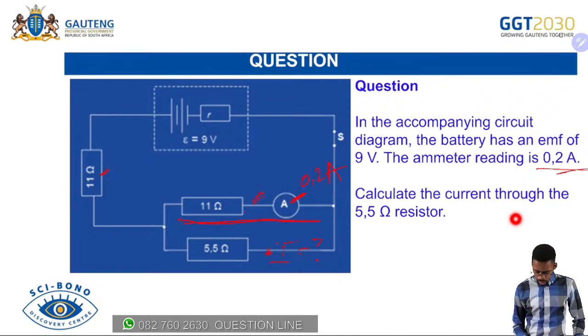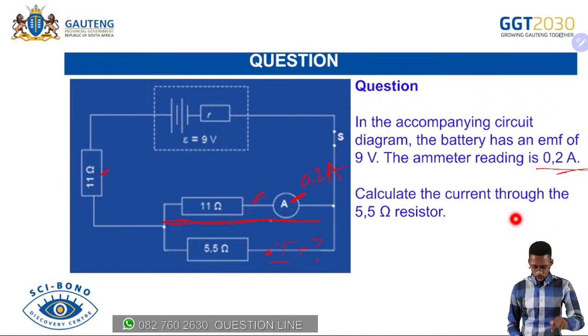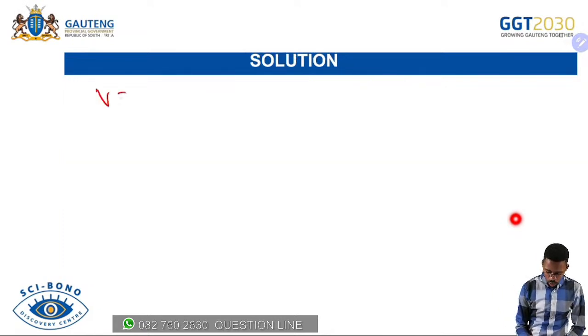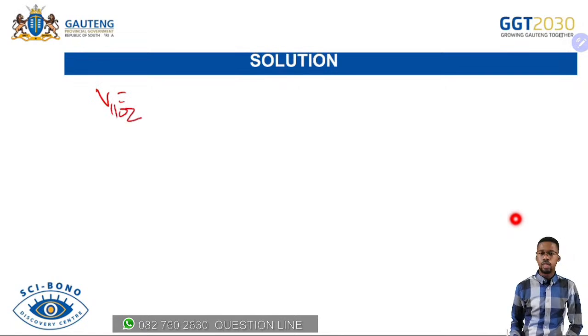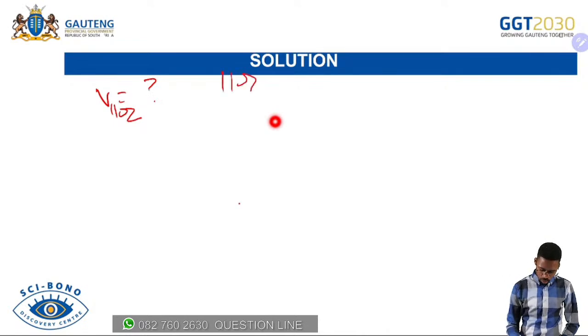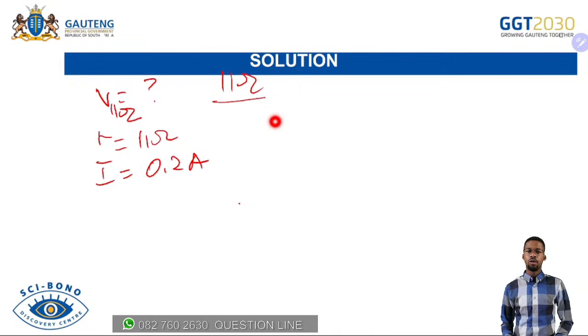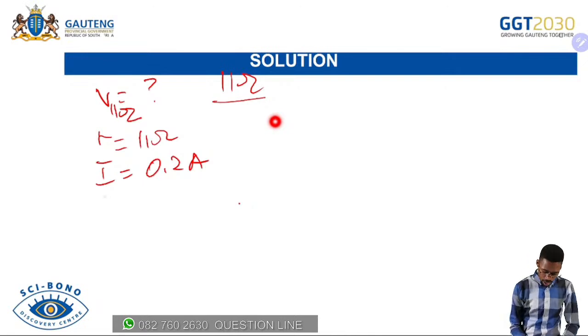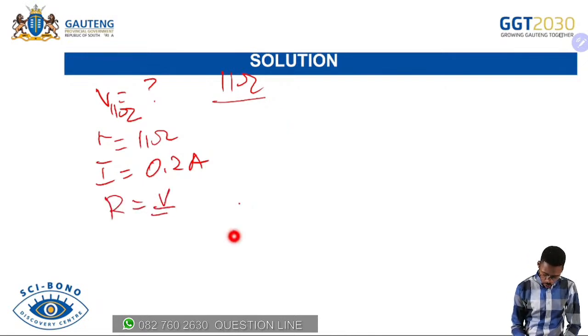So now, let's look at the easiest way of getting this answer. For this resistor, we have the value of the resistor, which is 11 ohms, and we have the current. We can get the potential difference across the 11 ohm resistor. So that's the first step. We find the potential difference of the 11 ohm resistor. We do have the value of R, which is 11 ohms. We do have the value of current, which is 0.2 amperes. So you write the formula the way it appears from the data sheet. R is equal to V over I.